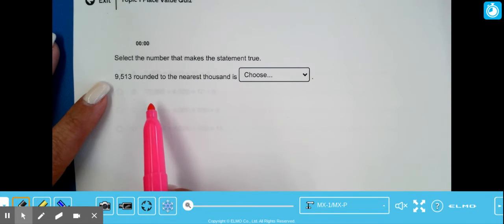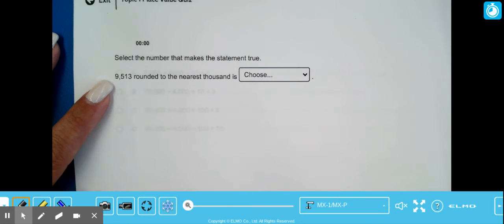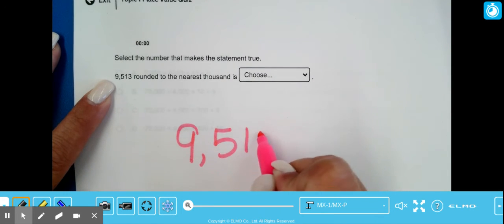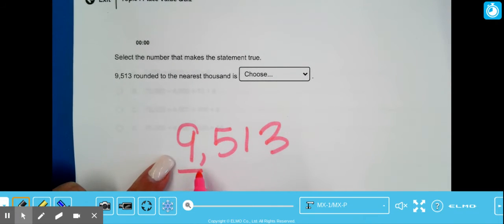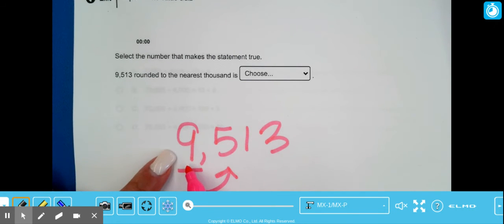For this problem, you're actually just going to round the number and then choose from the drop-down menu. So 9,513, round it to the nearest 1,000. You find the spot you're rounding to, look to the right, say your poem, and then it tells you what to do with the number 9.